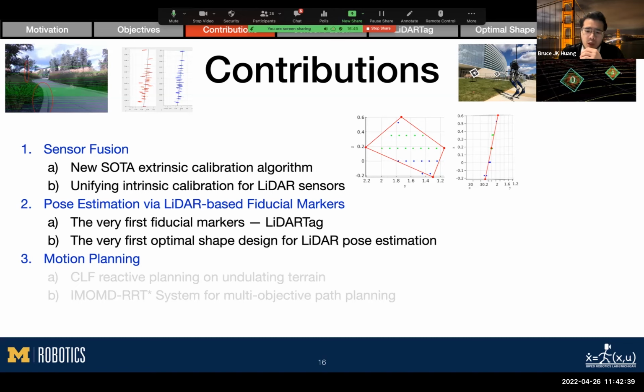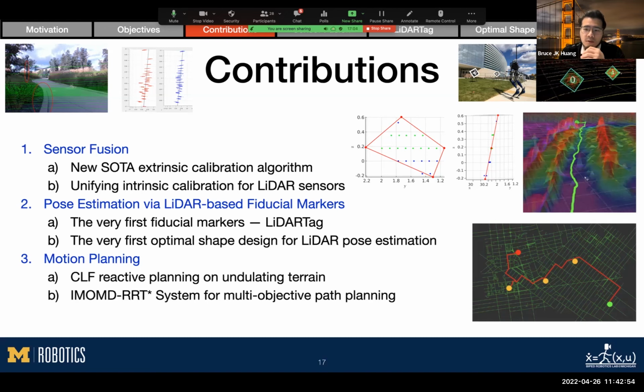We then utilize a global solver to estimate the target pose. Altogether, we achieve 3 centimeter error in translation and 1 degree of error in rotation when a target is placed 30 meters away. The last piece of the puzzle in my dissertation is the CLF reactive planning system on undulating terrain and an iMode RRT star for multi-objective path planning on large graphs.